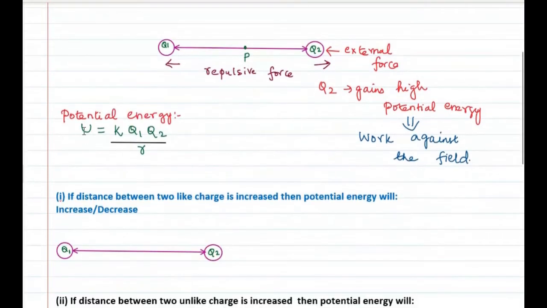Now we'll see the formula. Potential energy is denoted by the letter U, and U is equal to K times the product of the two charges divided by the distance between them. K is Coulomb's constant, 9 into 10 to the power of 9. So what is the unit for potential energy? The unit will be joules, and it is a scalar quantity.